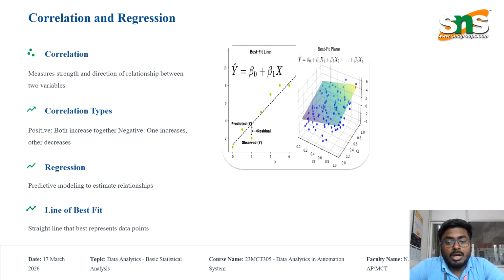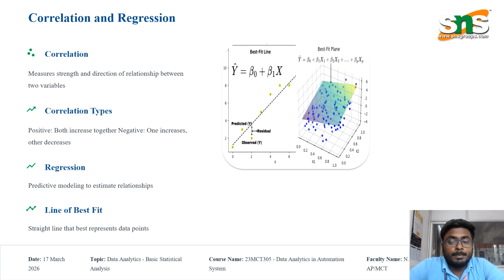This is followed by correlation and regression. Very often we want to know, does variable A influence variable B? Correlation measures the strength and direction of a linear relationship. That is, plus 1 is perfect positive, 0 is no linear relationship, and minus 1 is perfect negative. But remember, correlation does not equal causation.